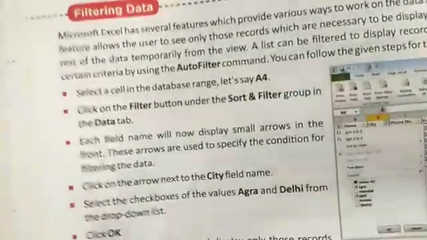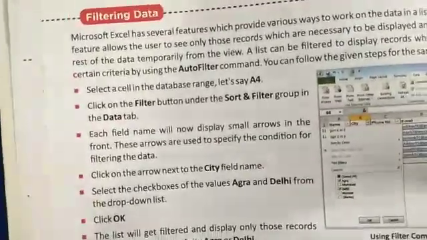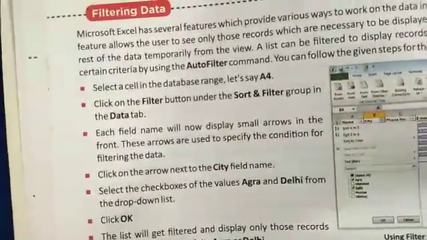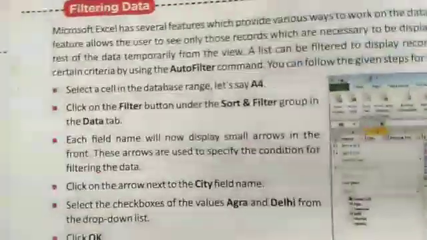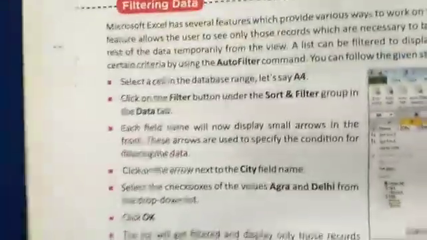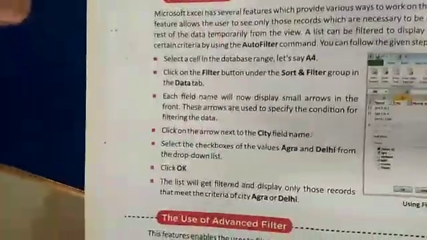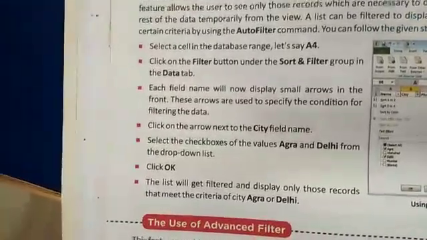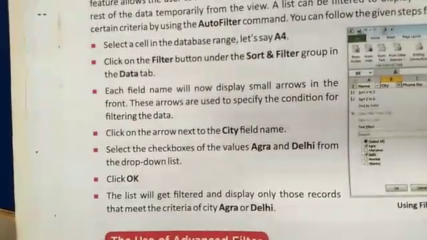Each field name will now display a small arrow in the front. These arrows are used to specify the condition for filtering the data. Click on the arrow next to the city field name.